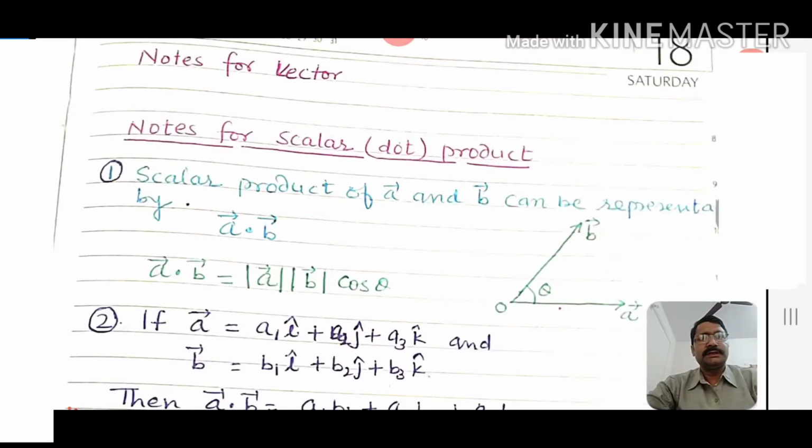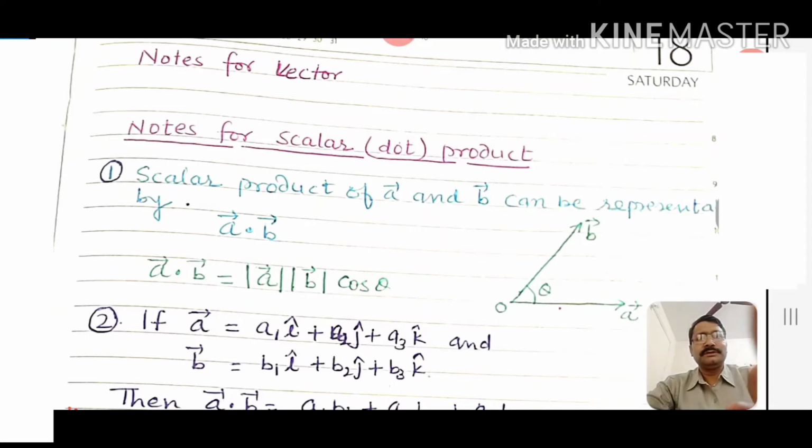Today we will start the scalar product. How we can do the scalar product of two vectors, that we will understand. This is very simple. So first of all, some notes we have to understand.